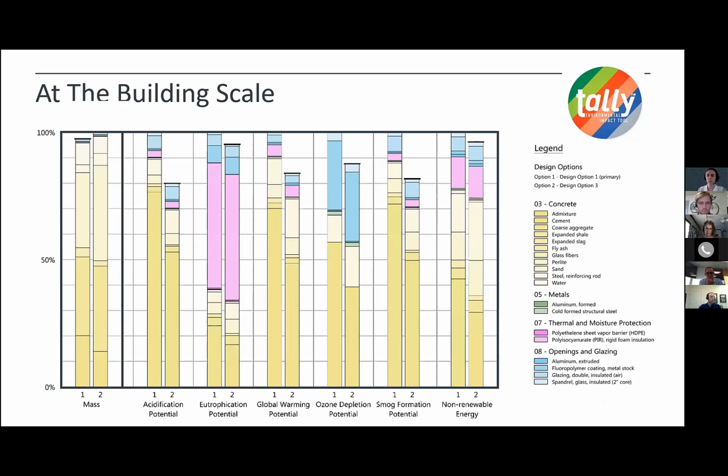I don't know if my mouse shows up on here. I'll take the chance that it does. This deepest yellow at the bottom is the cement. So we see across all of these comparative analyses a lot of deep yellow, showing that really the key to making these reductions, both in global warming or embodied carbon, but also some of these other impacts, is how we're using cement and if we can minimize cement.